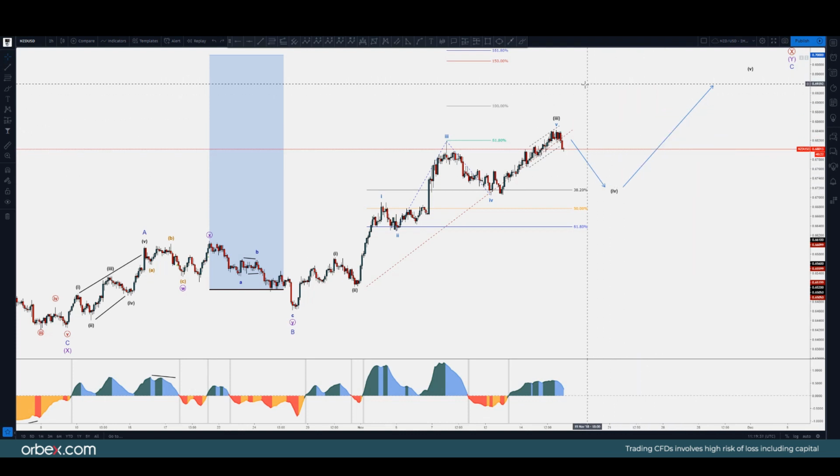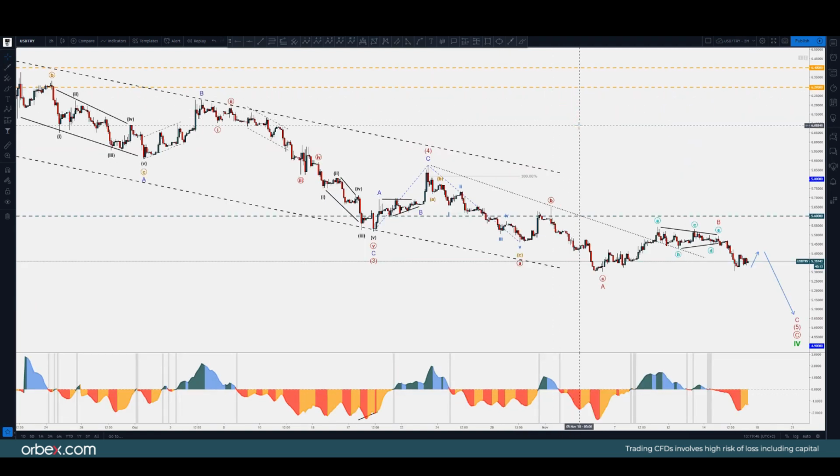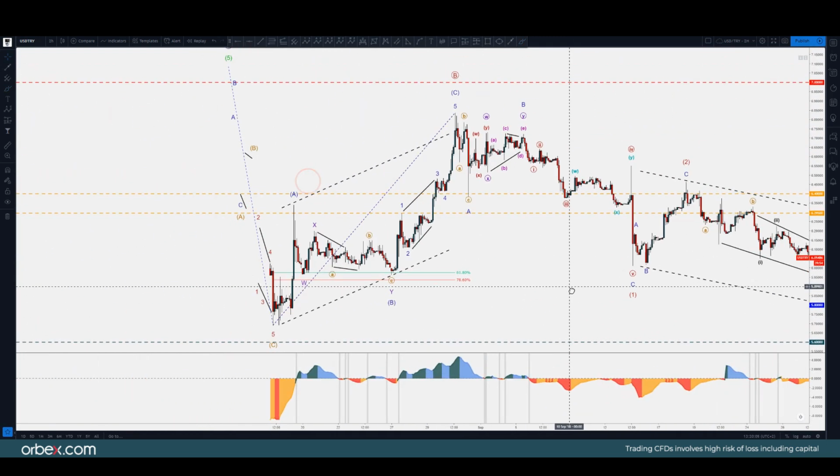So, ending this video right here, I'm going to leave you guys with, because I'm receiving some requests for the exotics, right? So let's go on the TRY because it's quite interesting. This one, the Turkish lira, USD Turkish lira, so dollar Turkish lira. I am labeling it as an impulse right here in an ending diagonal, yeah. So right here, I mean this entire trend right here.